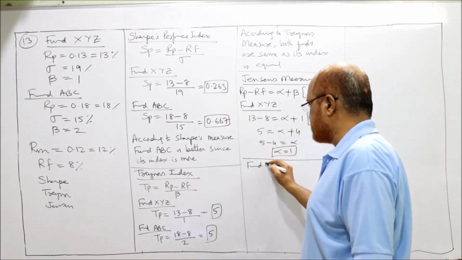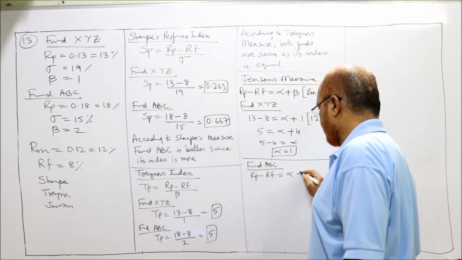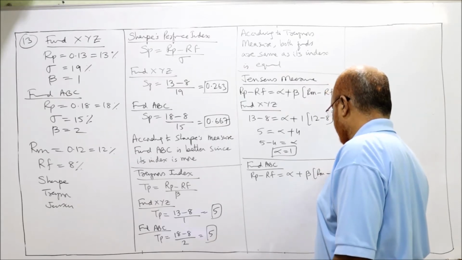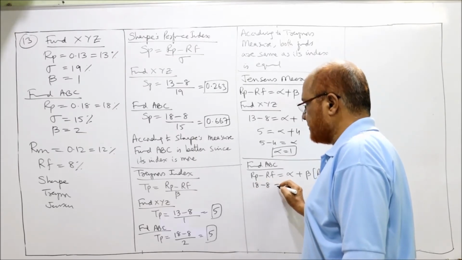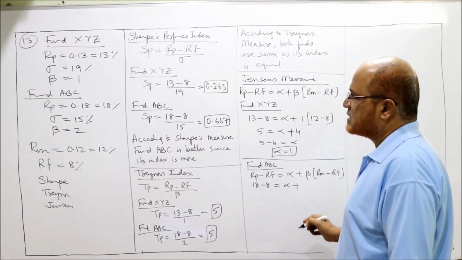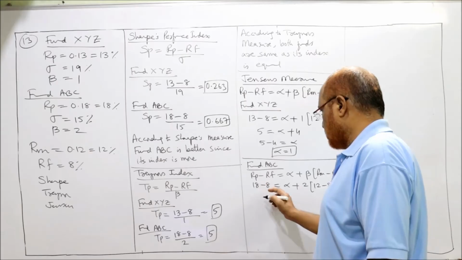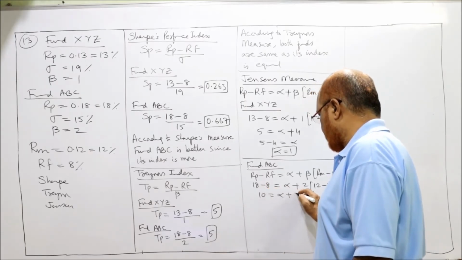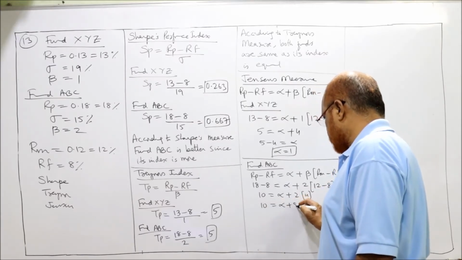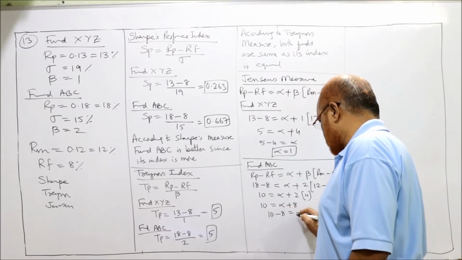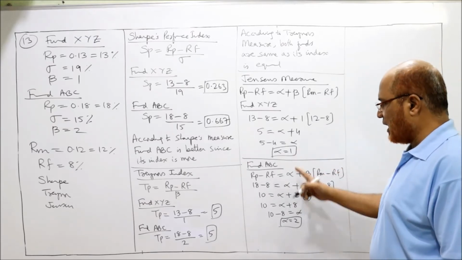Now we'll take fund ABC. RP is 18%. 18 minus 8 is equal to alpha plus beta, which is 2, into market return 12 minus 8. So 18 minus 8, 10, is equal to alpha plus 2 into 4. So 10 is equal to alpha plus 8. 10 minus 8 is equal to alpha. Alpha is equal to 2. So here alpha is equal to 1 and alpha is equal to 2.